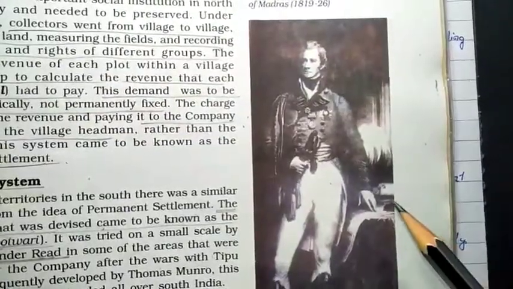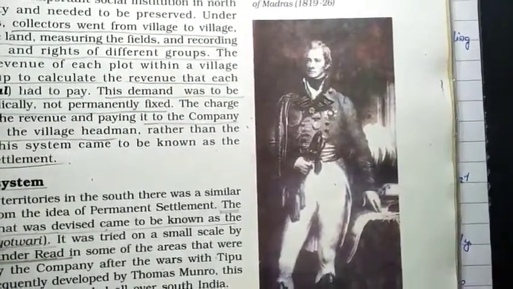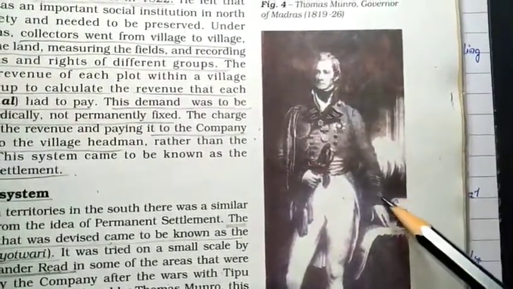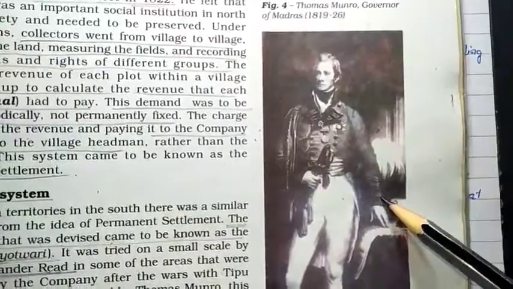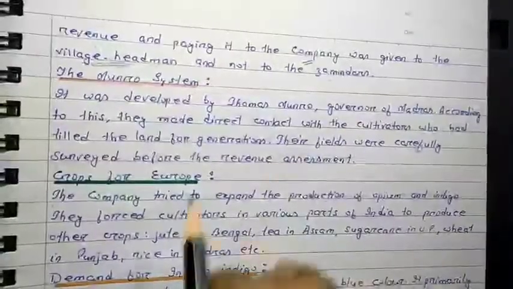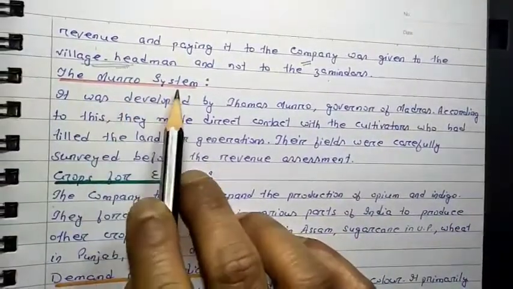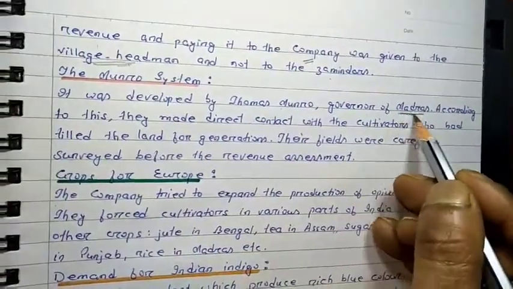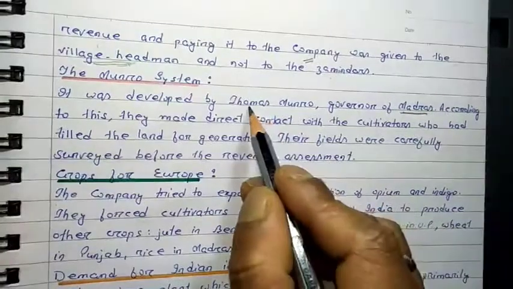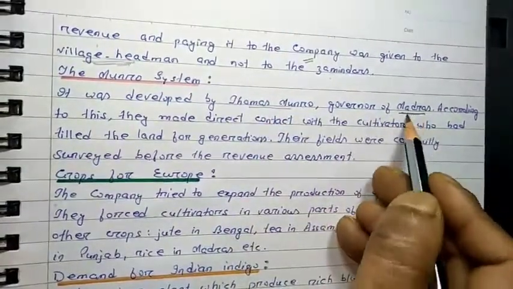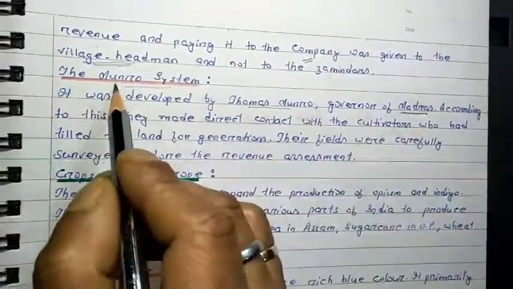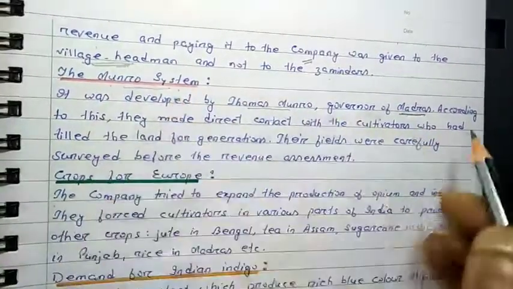You can see this is the picture of Thomas Munro on page number 29 of your history book. He was the person who introduced the Munro system. This system was developed by Thomas Munro, who was the governor of Madras, the present name of which is Chennai. By his name only, the system is called the Munro system.